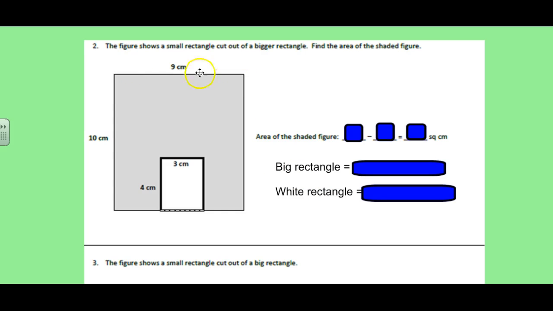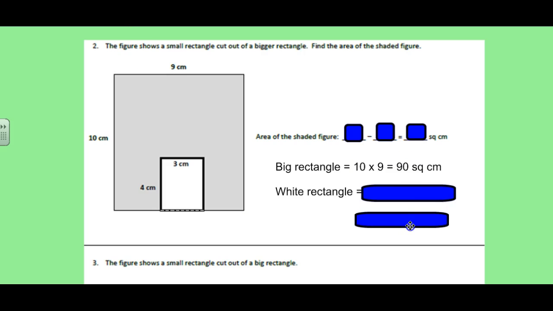Okay, so we know for the big rectangle that we're looking at 10 centimeters and 9 centimeters, and that's going to help us find the area. So I want you to go ahead and multiply those together, and right here next to the big rectangle, I want you to write down the area of that and push play when you're ready to check your answer. Okay, so the area of the big rectangle was 90 square centimeters. You did not have to put 10 times 9, but I did expect you to put 90 square centimeters.